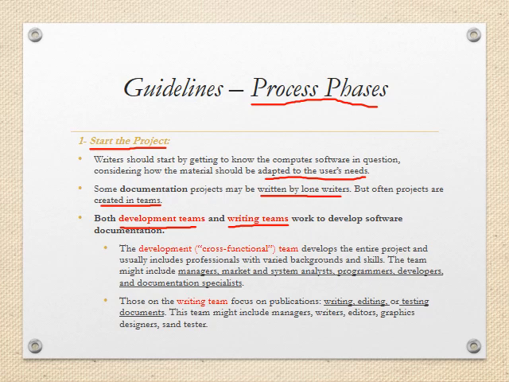Now, the first type is development teams, and we sometimes call it the cross-functional team. Why do we call it a cross-functional team? Because this team develops the entire project and usually includes professionals with varied backgrounds and skills. We call it cross-functional because it contains people from different backgrounds and skills. The team might include managers, market and system analysts, programmers, developers, and documentation specialists. Notice that these team members are people from different backgrounds and skills.